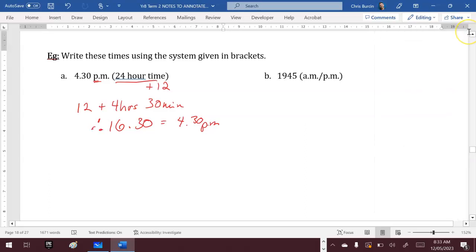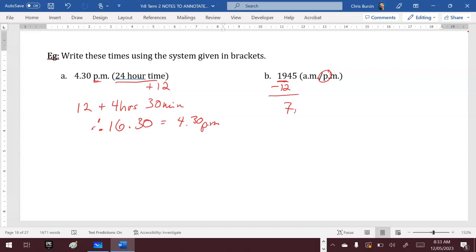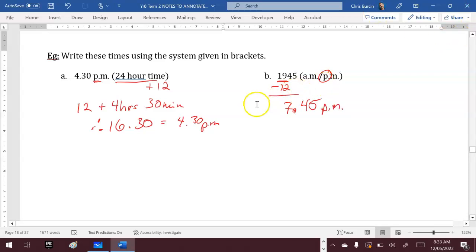And this one, we're going the other way. So we've got past 12 hours, so we're going to actually subtract 12 hours out of this so that we can see we're in post-meridian because we're past 12. We take 12 out of that. That leaves us with 7:45, and because it's post-meridian, we have to put that on there, or else it could be mistaken as 7:45 in the morning, ante-meridian.